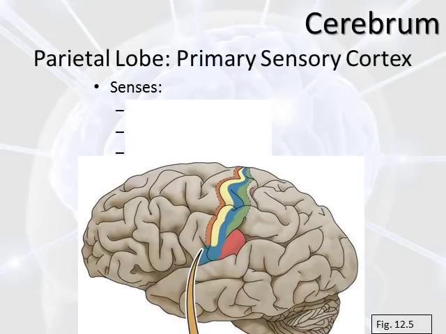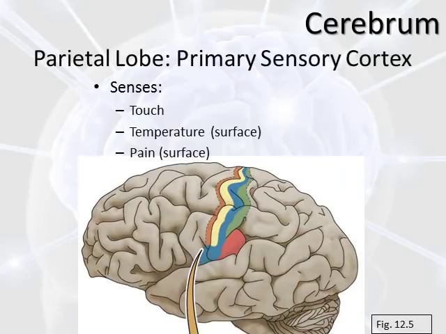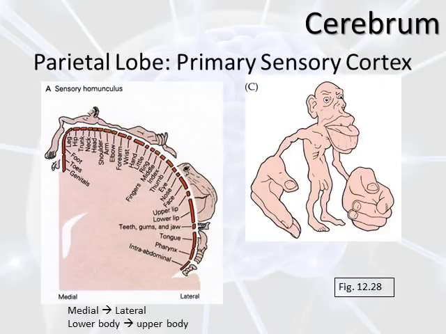So one lobe is called the parietal lobe, and one thing we find here is the primary sensory cortex. All of the senses like touch, temperature, and pain are dealt with in the primary sensory cortex of the parietal lobe. This figure nicely shows where the different sensory inputs come from and where they go to the parietal lobe. This is the medial side over here where the foot is, and this is the lateral side of the brain. This would be closest to that central sulcus in the middle of the cerebrum, and this would be the lateral side down by the ear.